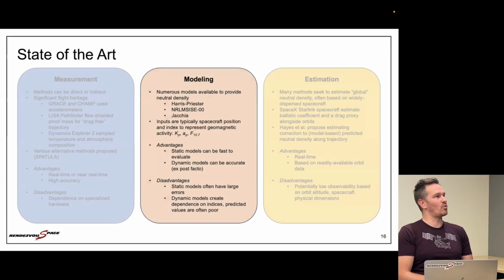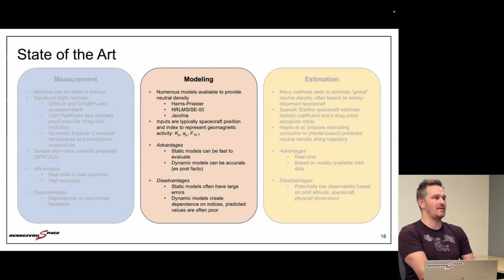Modeling is the other way. So there are many, many models. Probably the MSIS and Jacchia families are very well known. Harris-Priester is also very well known. There are tons of these. Typically, they require an input to them, which is, in addition to your spacecraft position, they need these geomagnetic indices. So the most common are Kp, Ap, and F10.7.